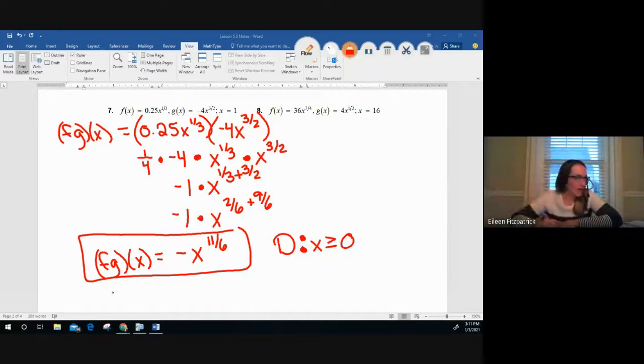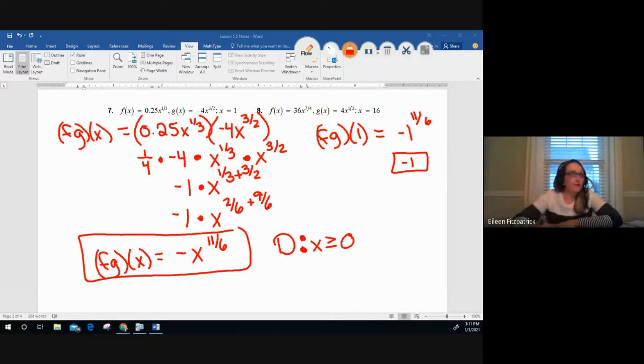Okay. Last part for this problem is evaluating when x is 1. So f times g of 1 is equal to negative 1 raised to the 11/6, which is just a negative 1.